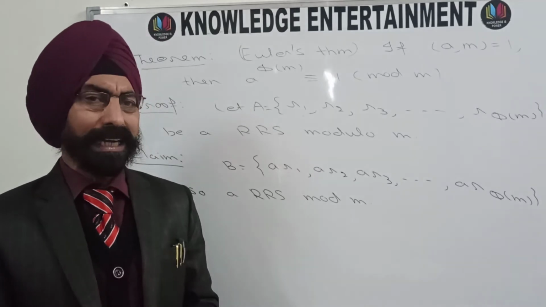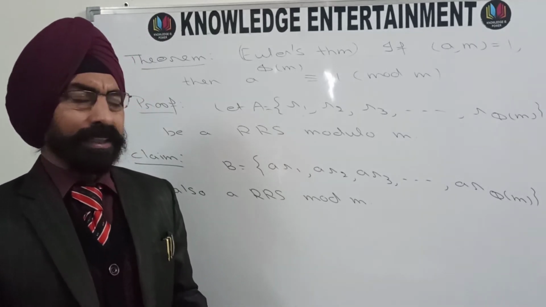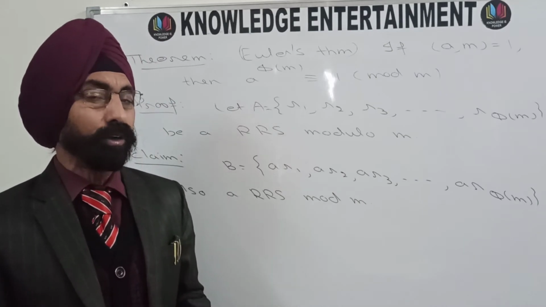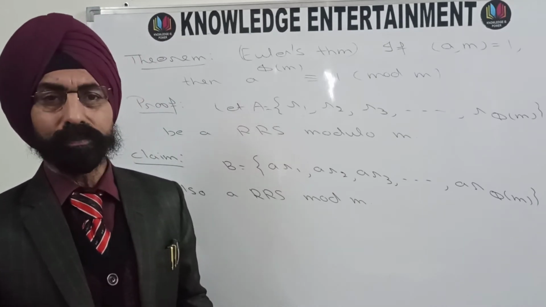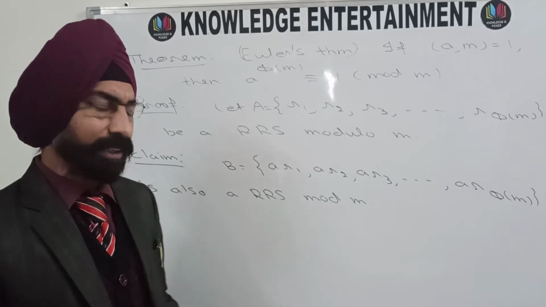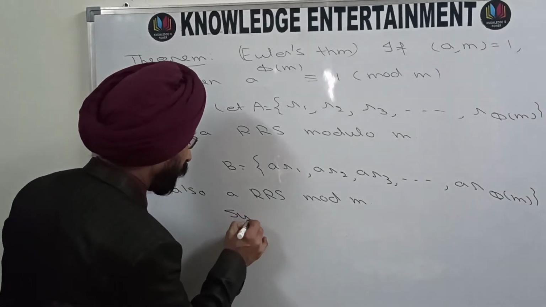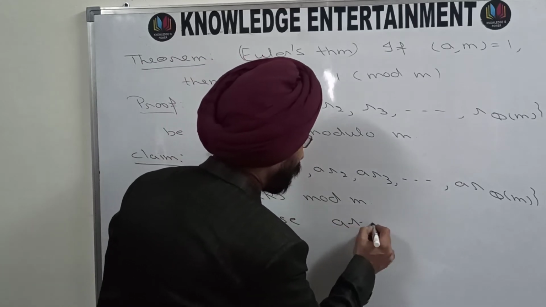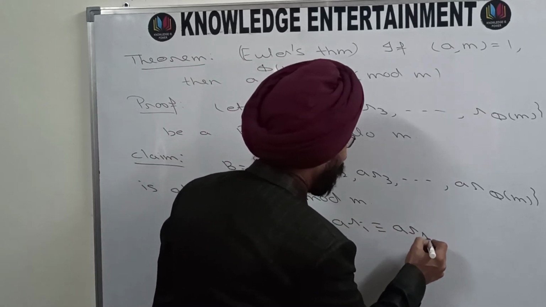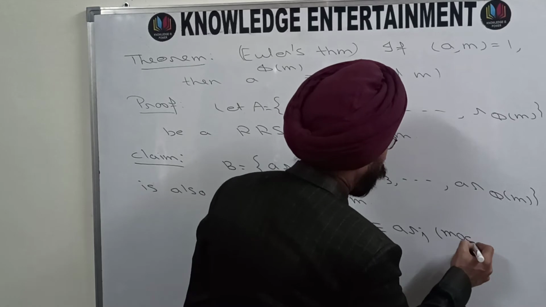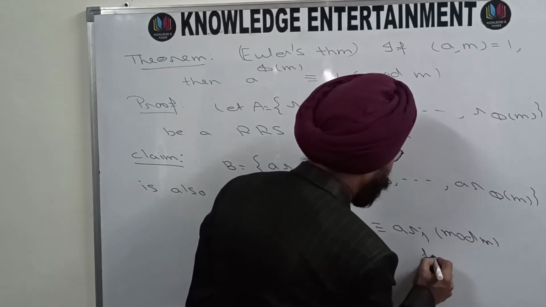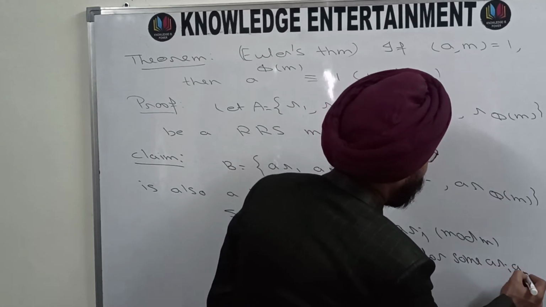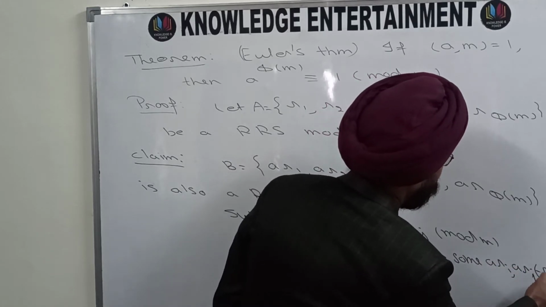First, we will suppose that there are two members of the set B which are not co-prime, which are congruent to each other modulo M, and then we will arrive at some contradiction. So suppose a·ri is congruent to a·rj modulo M for some a·ri and a·rj belonging to B.